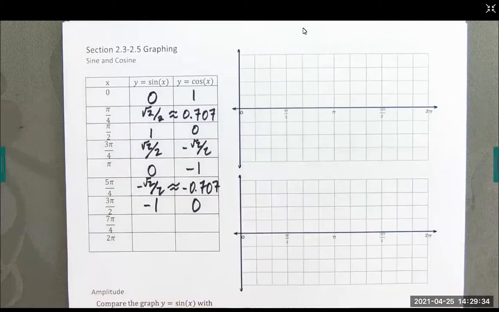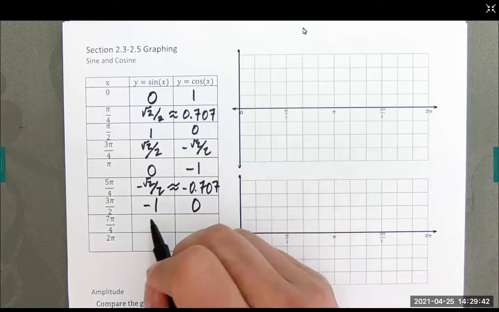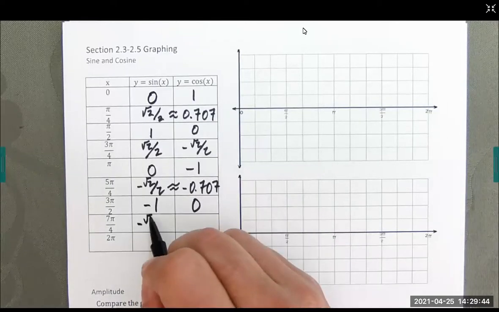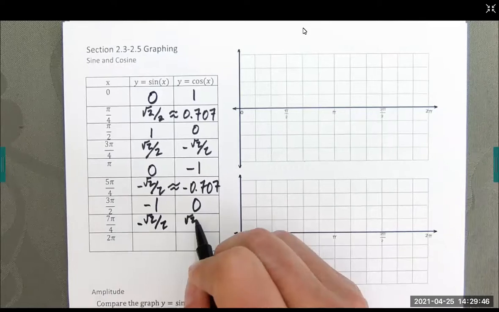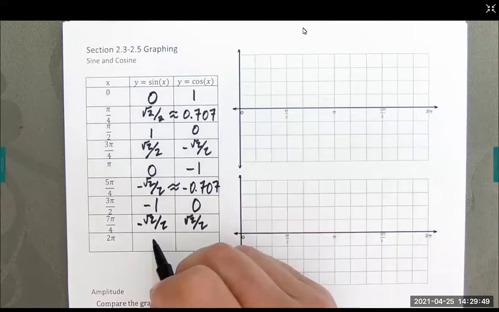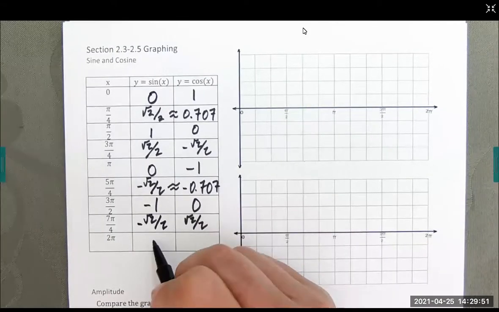7 pi over 4, that's quadrant 4. In quadrant 4, sine is negative and cosine is positive. So we have negative root 2 over 2 and positive root 2 over 2. And back to 2 pi, it's going to be the same as 0 here, 0 and 1.